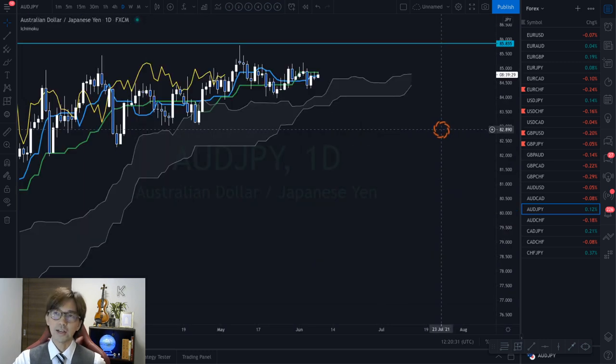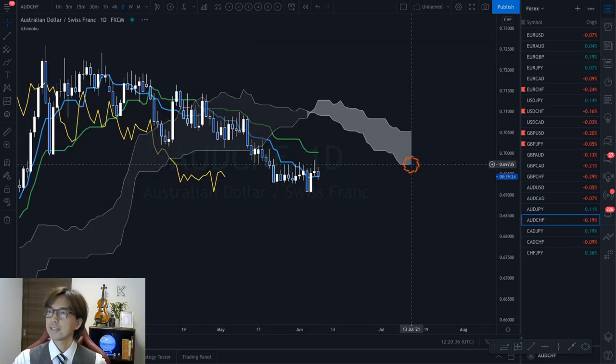And then AUDJPY is flat ranging too. This is the P wave ranging, no trend. AUDCHF is also ranging for the last couple of days, so I don't look at this one.